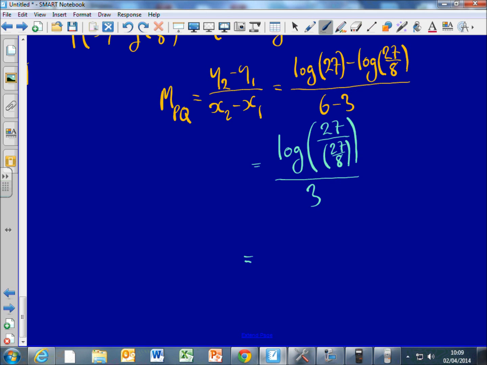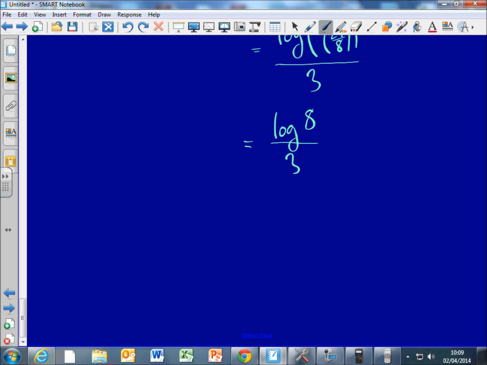Okay. Now let's see if we can deal with this log 27 divided by 27 over 8. What's that the same as? When I divide by a fraction, how does it work? Flip it and times it. So is that just log 8? Do you agree with that? Just check. Yeah, so the 8 comes up and the 27's cancel. So it's log 8 over 3.